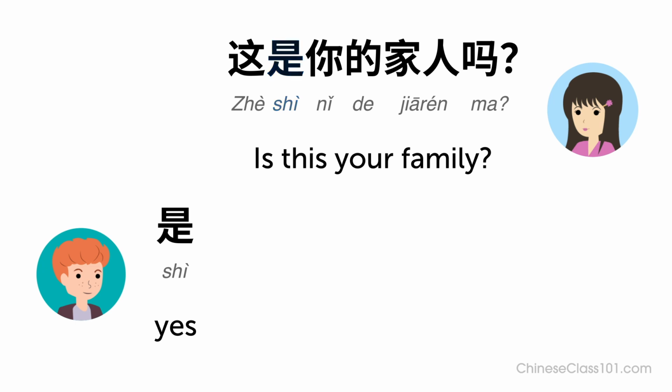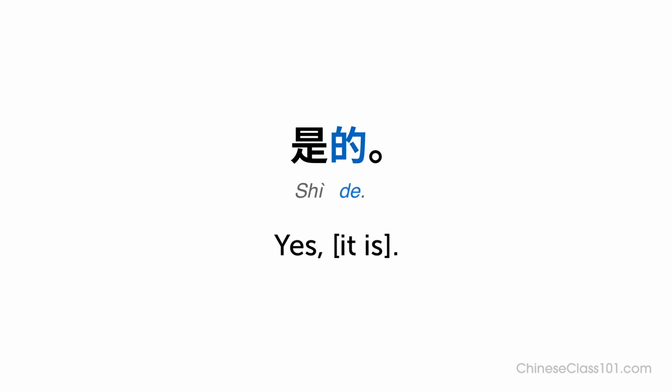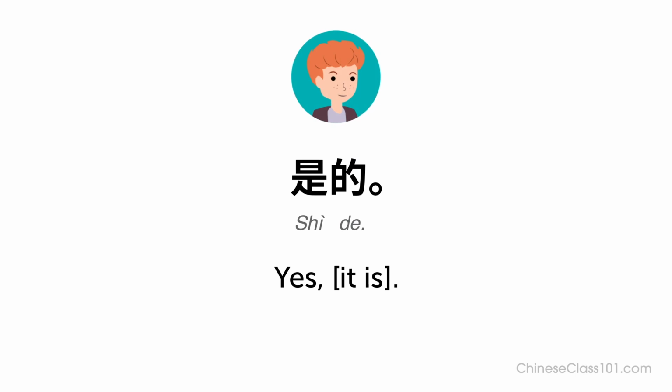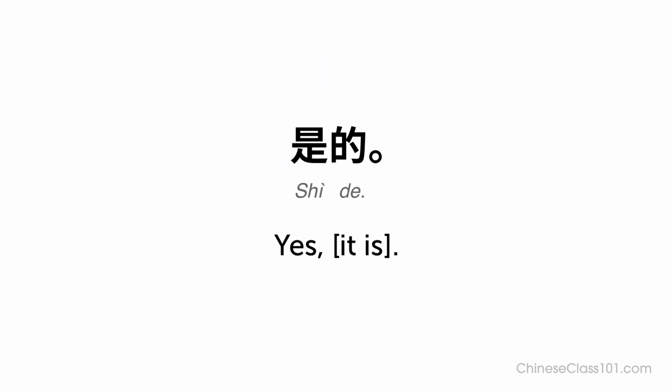Note, 是 is used to affirmatively answer questions that contain 是, like 这是你的家人吗？ Is this your family? By replying with 是, you are affirming the information in the question. It's followed by 的, which is a sentence final particle that indicates the speaker is certain about what he or she is saying. In this case, Ben, the speaker, is certain this is his family. Together 是的 is a set phrase meaning yes, it is, in this case. Note, it is understood from context, as this is a response to the question.